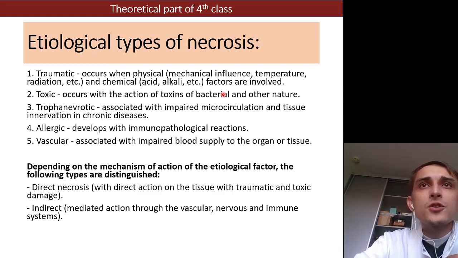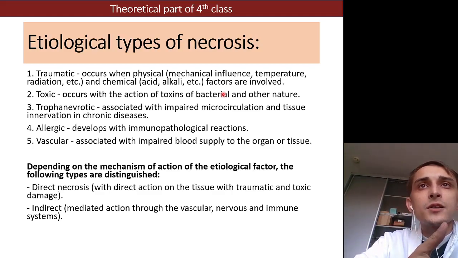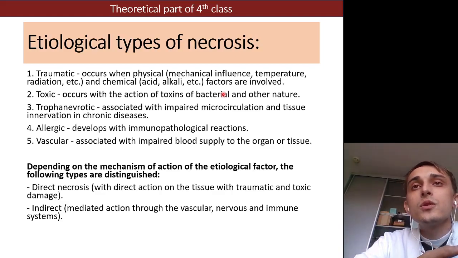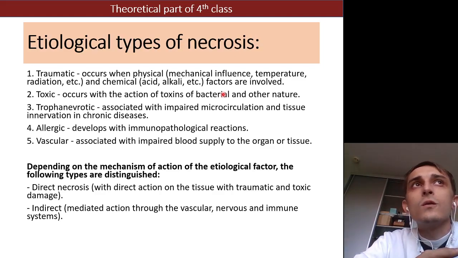The etiological factors of necrosis you may see on these slides. First of all, it may be traumatic factors, and sometimes we call it physical or chemical agency, which may have some influence on the tissues and cells, and this influence will lead to death of the cell. Also, it may be toxic type of necrosis, which may occur with the action of toxins of bacterial or another nature. We may see it as a result of poisoning by mushrooms, poisoning by some acids, or by all other poisons.